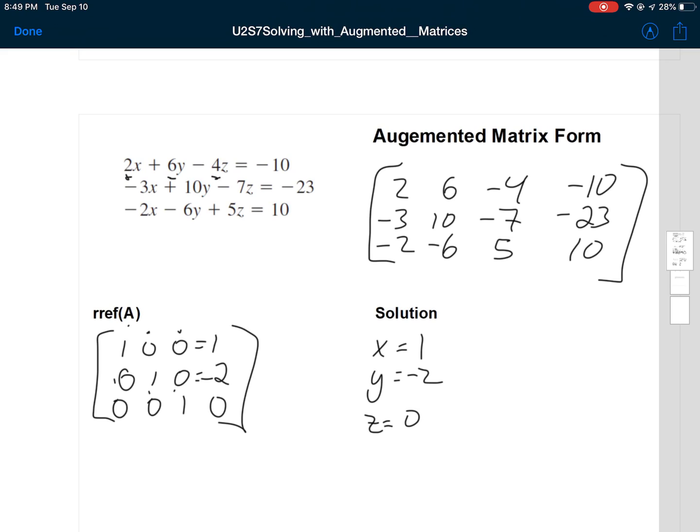Now you notice my equations are written nicely, because you had x first, y second, then z, then your equals, and then your answer. If for any reason you've got x and y not in alphabetical order, you need to rearrange them, because this needs to be all my coefficients for x, all my coefficients for y, all my coefficients for z, and then your answers.